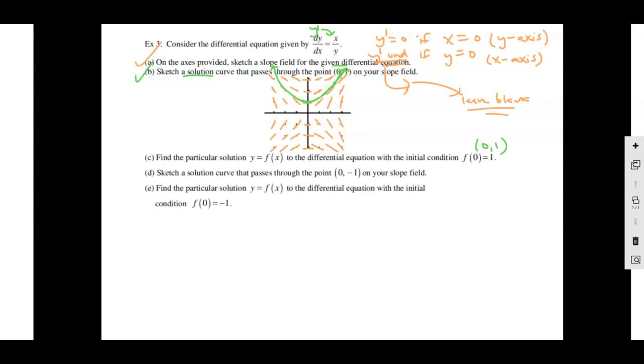Now on part C, it says, let's find what the equation for that particular solution is. So we're going to separate and integrate, right? Here's the one where the calculus is going to come in. We're going to separate, integrate, use the condition to solve for C, and then plug it all in. Let's do that work down here.